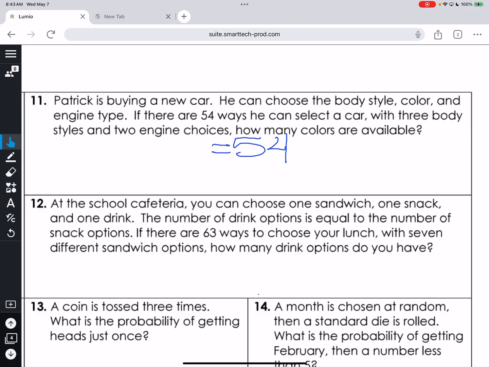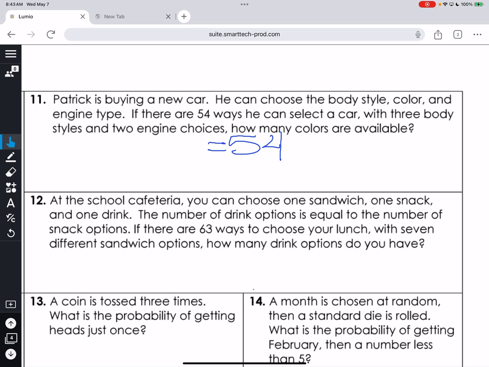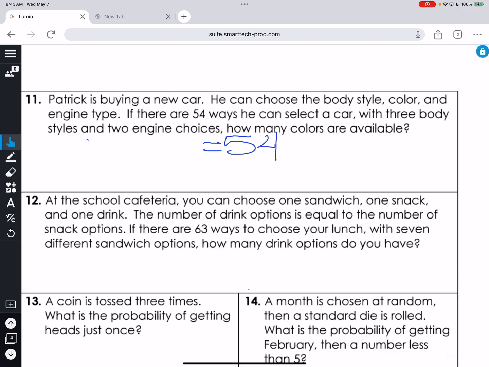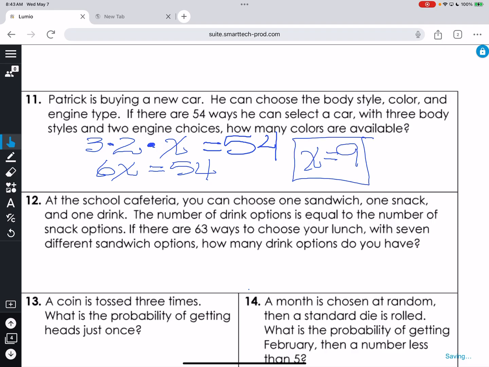Do we know anything about the body style? We have 3. Do we know anything about the engine? 2. And we don't know color. So anytime we don't know something, what do we use? An X. Got that variable in there. Everything being multiplied. So that means we have 6x equals 54. So what's x? So there are 9 color options for him to choose from.